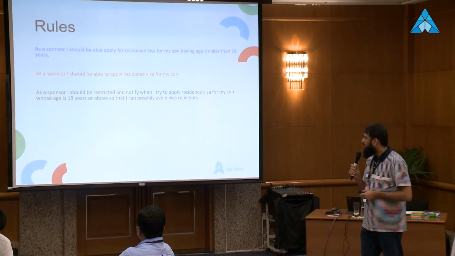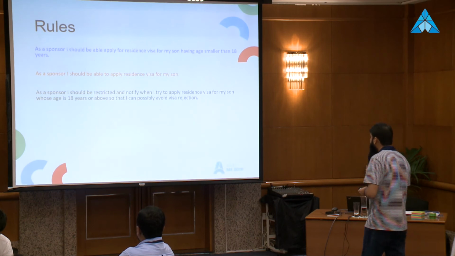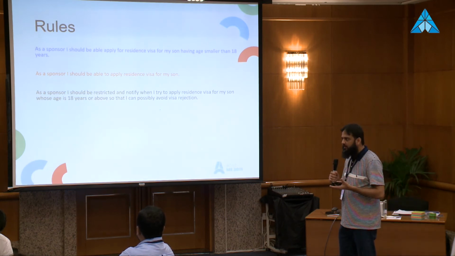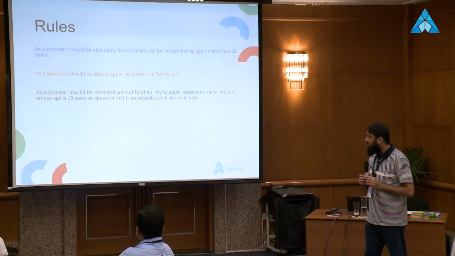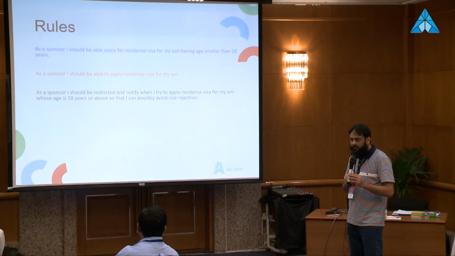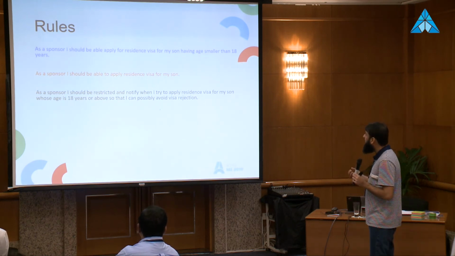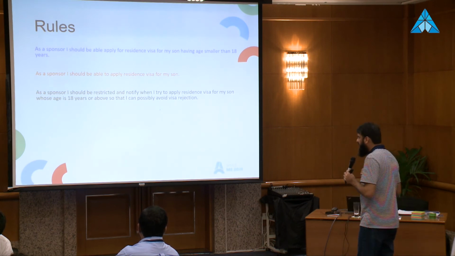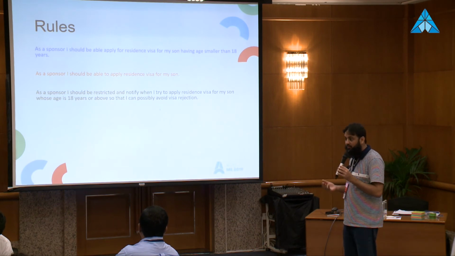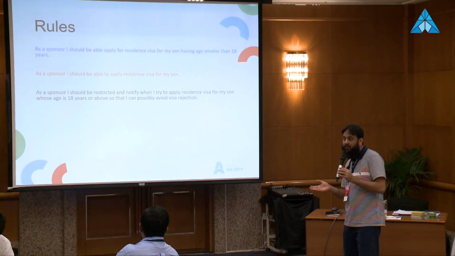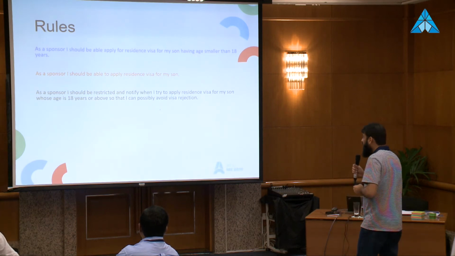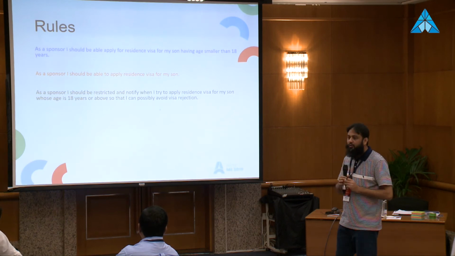So we can break it down into two. And then we have a rule. As a sponsor, I should be able to apply for a residence visa for my son having age smaller than 18 years. In the UAE, if we apply for a residence visa for a son, I cannot apply for a son who is older than 18 years. If we need to create a service for that, and let's suppose applying the 18-year check is very difficult, or has some complication, or we have some questions for the product owner, like is it 18 years or older, is 18 itself inclusive or exclusive, maybe or maybe not, we can break it into two. First: as a sponsor, I should be able to apply for a residence visa for my son. So he is able to apply.